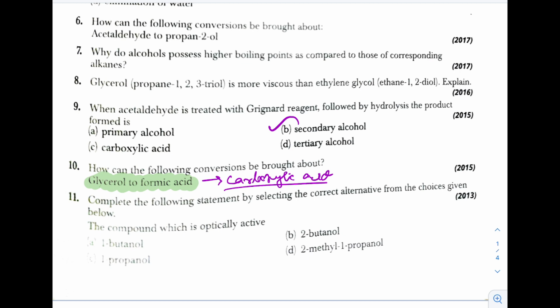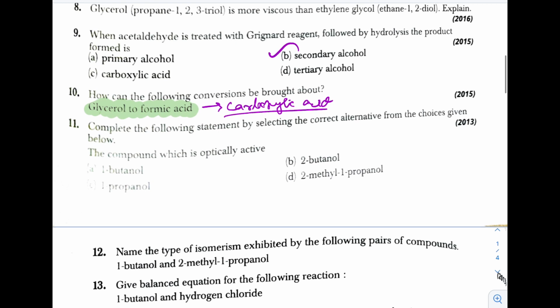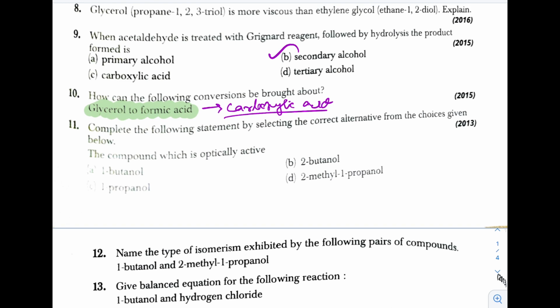So next we'll move to question 11. Complete the following statement by selecting the correct alternative from the choices given below. The compound which is optically active. Optically active means the compound must contain a chiral carbon. 1-butanol, we have to draw the structure.